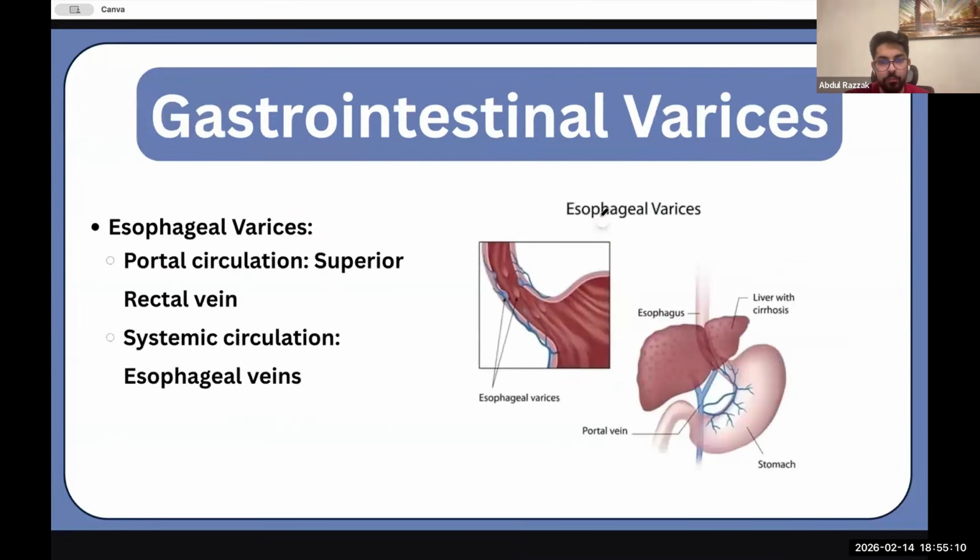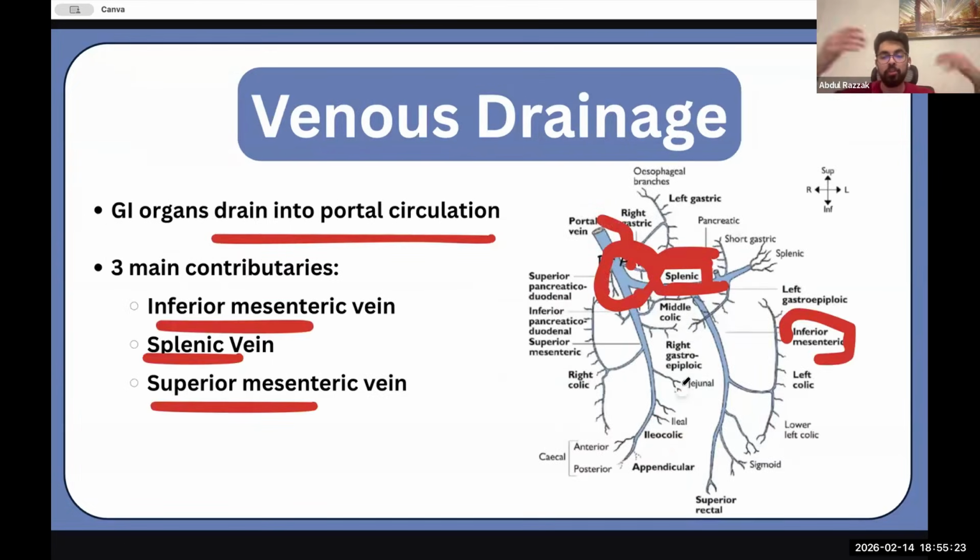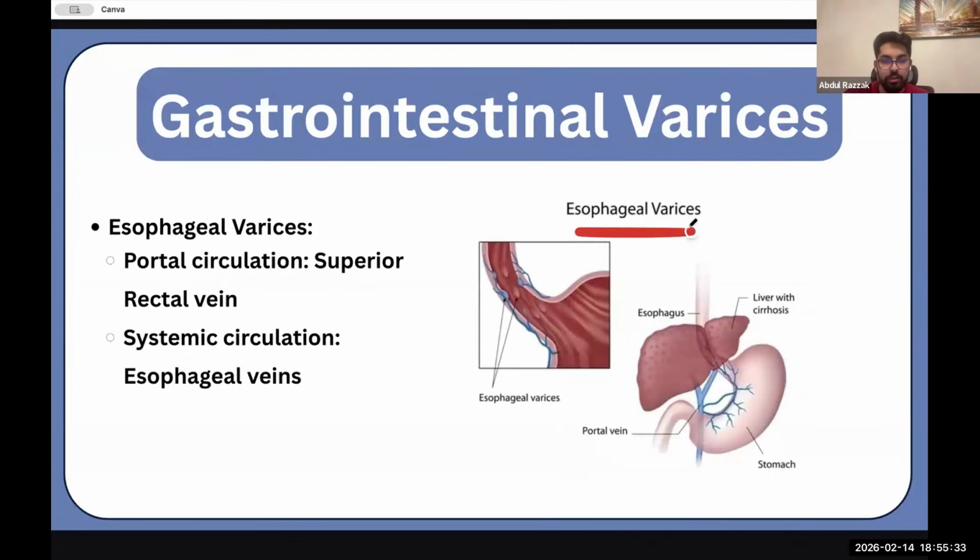A very important concept is varices. Basically, when the liver is fibrosed or cirrhotic, for example, there's going to be portal hypertension. The portal circulation is going to have a higher pressure, and this is going to cause the veins at the end, which are connected to the systemic circulation, to be dilated, and they're going to bleed. In case of esophageal varices.